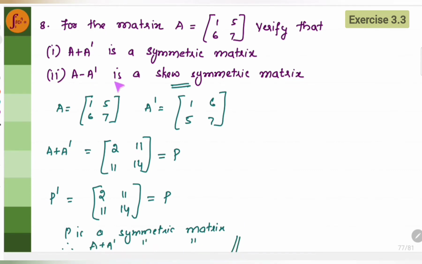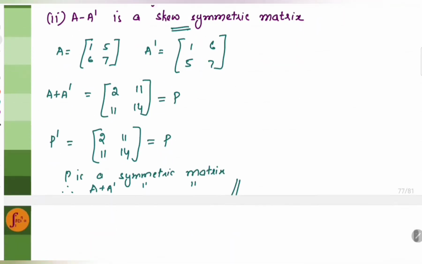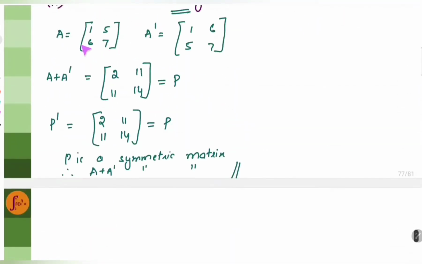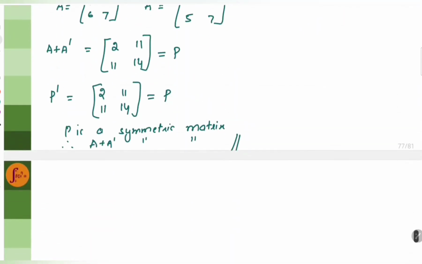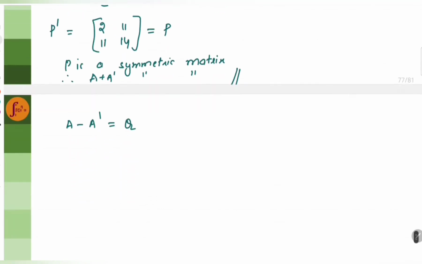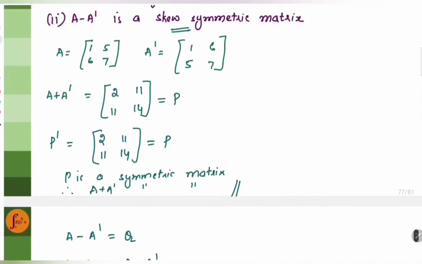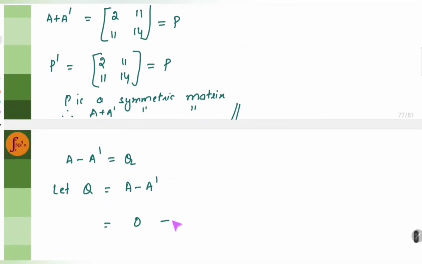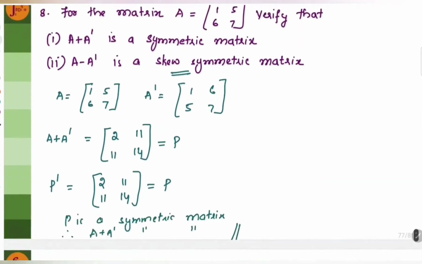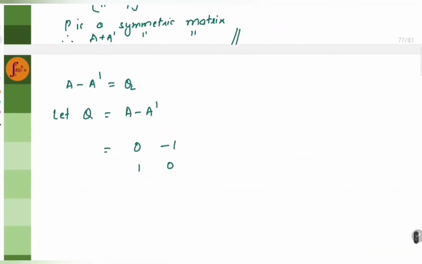Now let's prove A minus A transpose is a skew symmetric matrix. The same way. We know A and A transpose. Let's subtract them, A minus A transpose. Let's call this Q. Let Q be A minus A transpose. So now let's subtract. 1 minus 1 is 0, 5 minus 6 is minus 1, 0 minus 1, 6 minus 5 is 1 and 0. So this is the matrix that we are going to get.